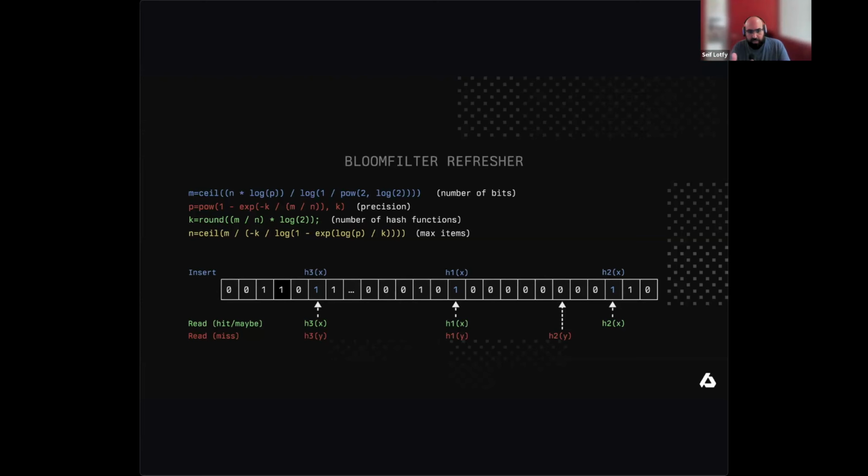Then when you get item X, you hash it. In our case, let's say we hash 3 times, take the modulo of the size of the bitmap, and set those positions to 1. When you want to look it up, you do the same thing again, and if all positions yield 1, it means you've probably seen it. If one of them yields 0, it means you definitely have not seen it, because we have hash collisions, etc.